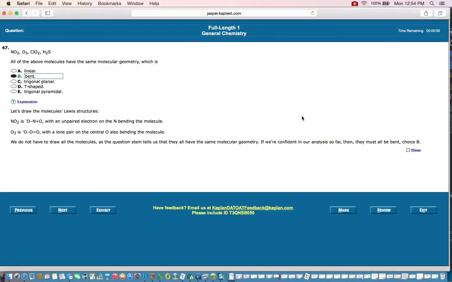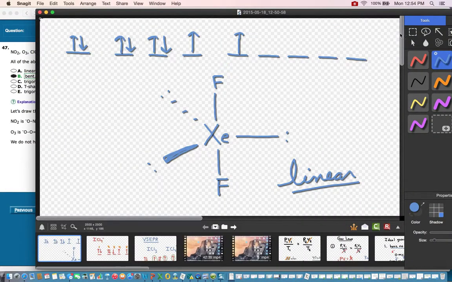All right, so we're looking at full length one. We have 4 molecules, NO2, O3, ClO2, and H2S. Honestly, I would pick the easiest one to do, which is going to be H2S, because sulfur is going to look just like oxygen. What does H2O look like? It's bent. Pick bent. Or if you want to see the full details, let's go back to the ODEC.